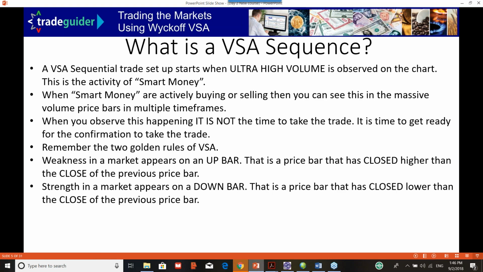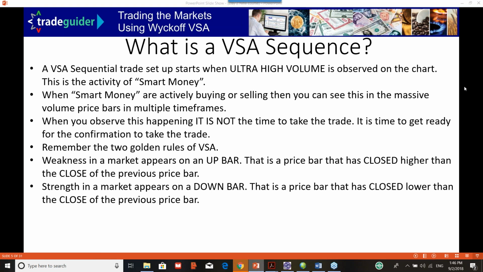So, what is a VSA sequence? This particular sequence I discovered while I was sitting with Tom back in 2009. I remember it very well. And as he was teaching me about these high volume bars, followed by low volume bars at the same price level, and then a clear change in behavior.